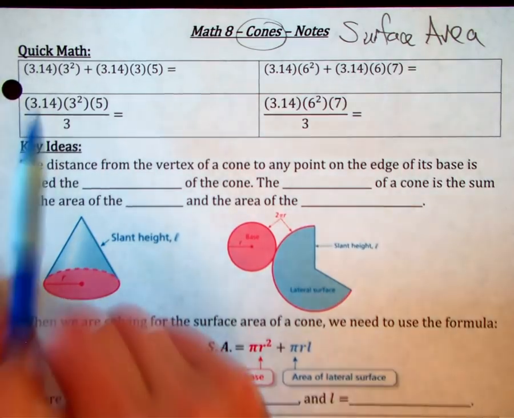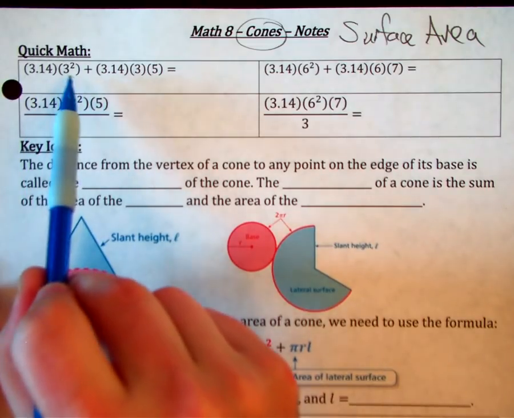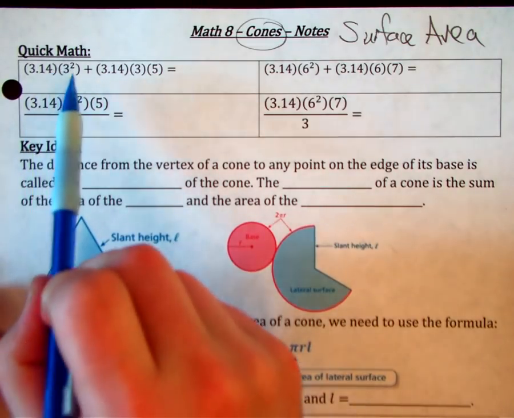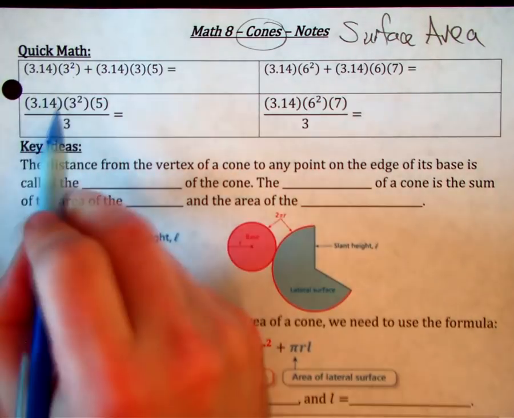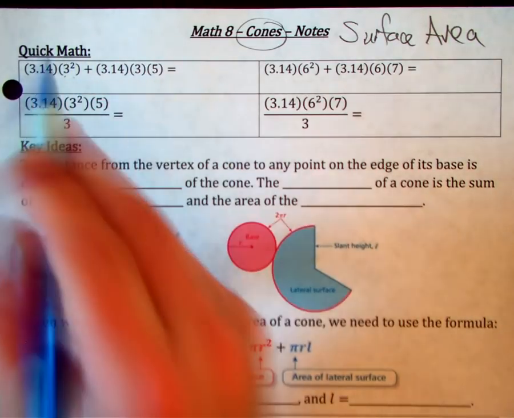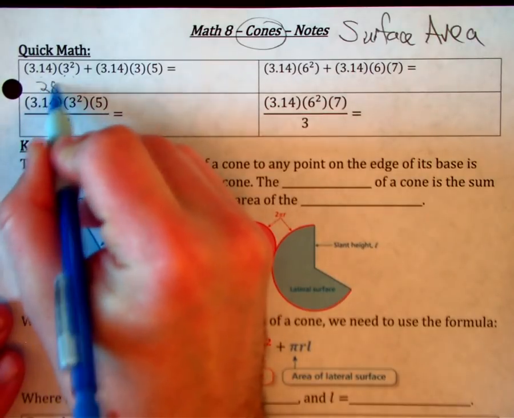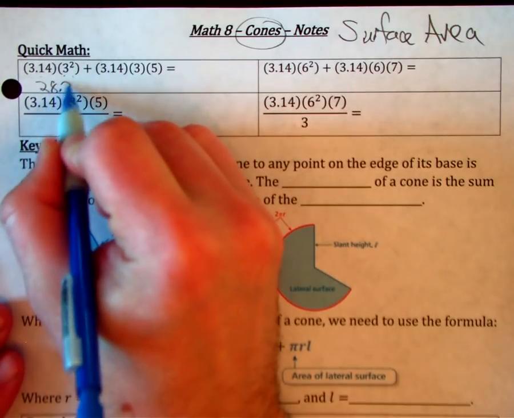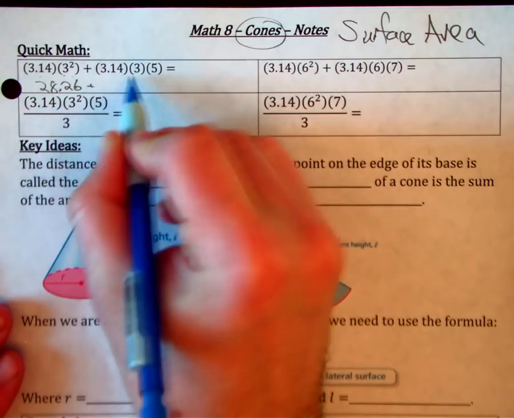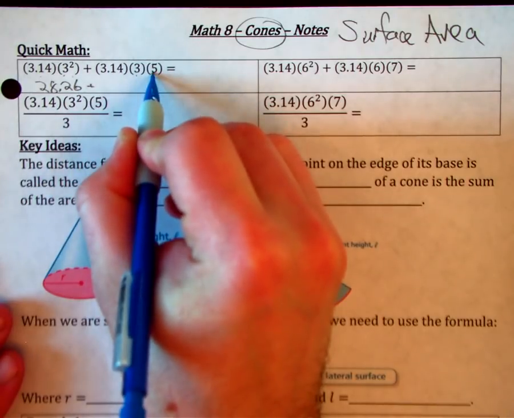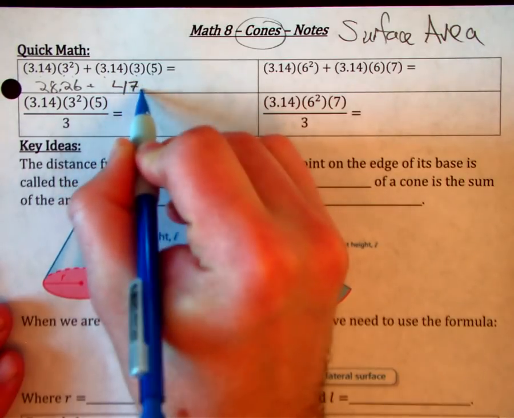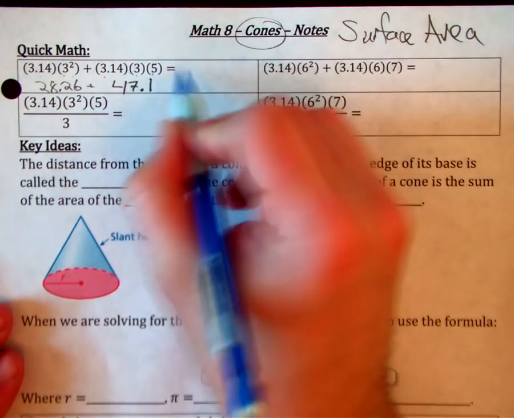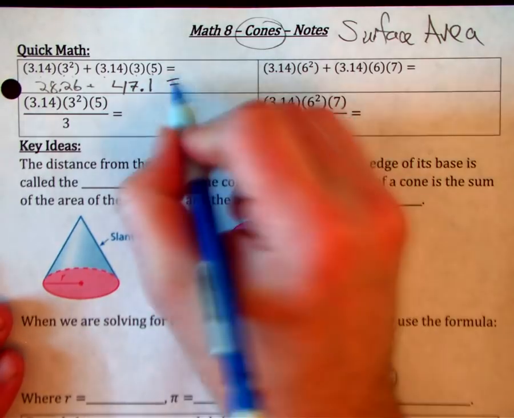So let's just multiply these numbers together. So always use your order of operations. So we're going to use our exponents first. So we're going to do 9 times 3.14. That's going to be 28.26. And then we're going to do 3 times 5 is 15, and then 15 times 3.14 is 47.1. And when you add those two together, you're going to end up with 75.36.